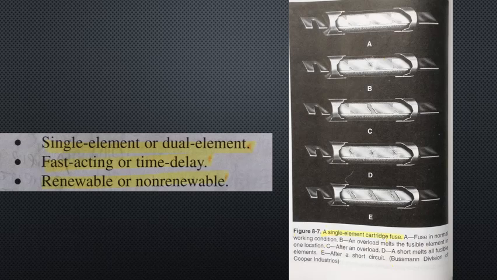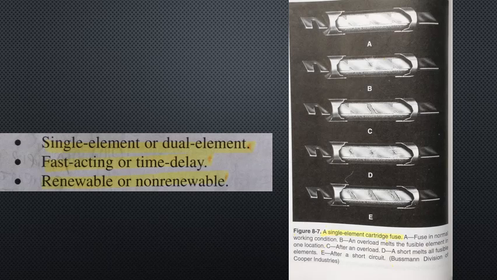Two general types of fuses are available, plug and cartridge. Within these two types, fuses can be further classified as the following, shown on the left side of your screen: single element or dual element, fast acting or time delay, renewable or non-renewable.